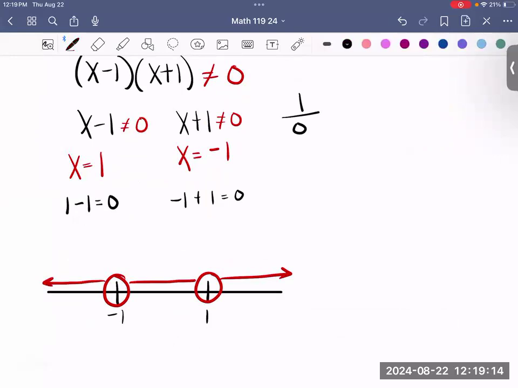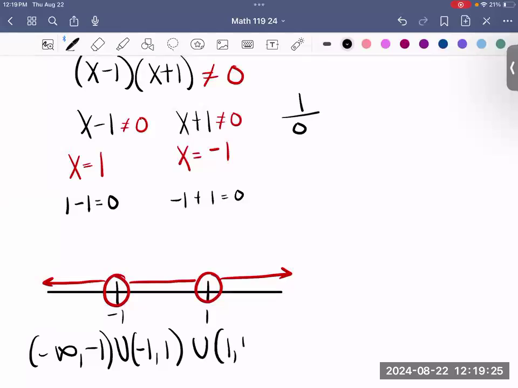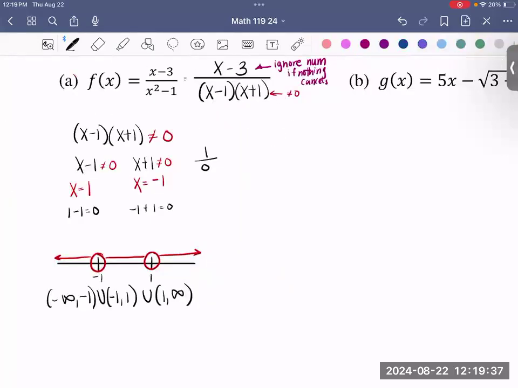So what does your domain look like? Negative infinity to negative 1, union, between these two, union, and then 1 to infinity. The more jumps you have, the more little pockets you're going to get. Now, what these are, which we're going to be learning how to graph these rational expressions, what you've just found, these are your vertical asymptotes.